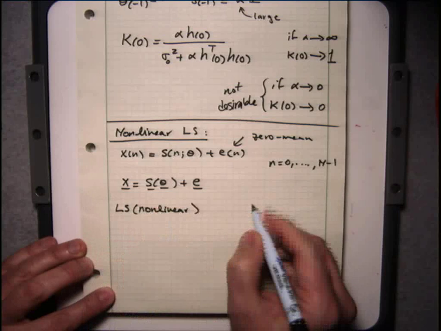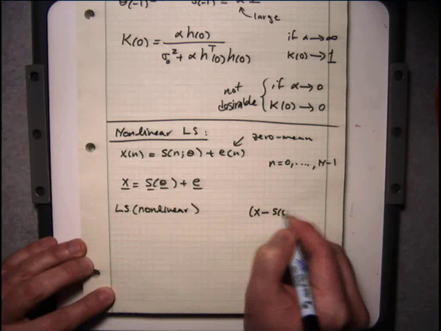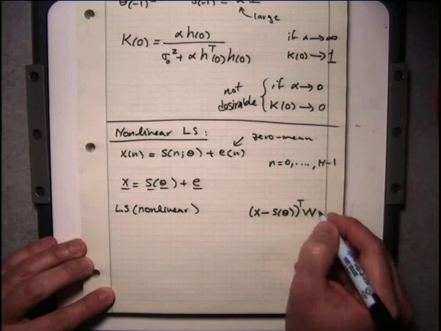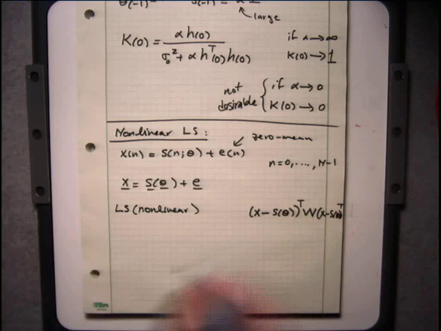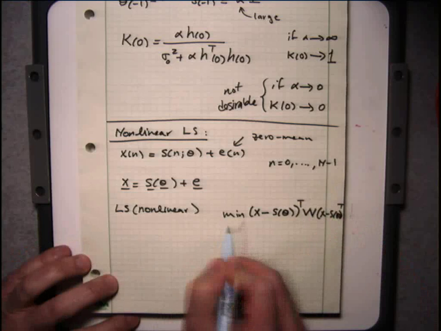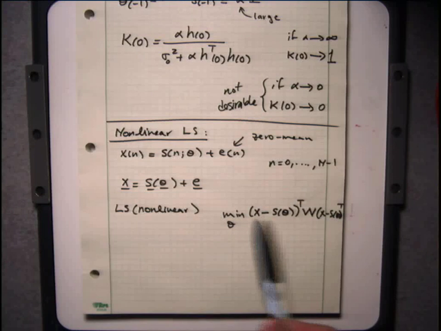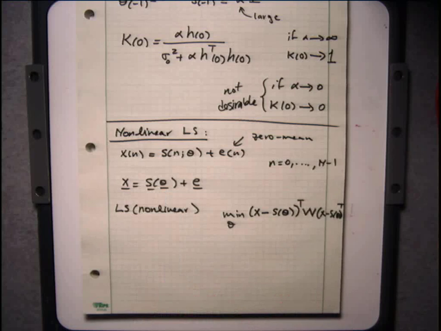And it will look like this. So I'll write x minus s of theta transpose times some weight times x minus s of theta. Okay? And I want to minimize this with respect to theta. Okay, so again, this is the difference between x and s of theta. And I put some weight in here, but this is just the general weighted nonlinear least squares.